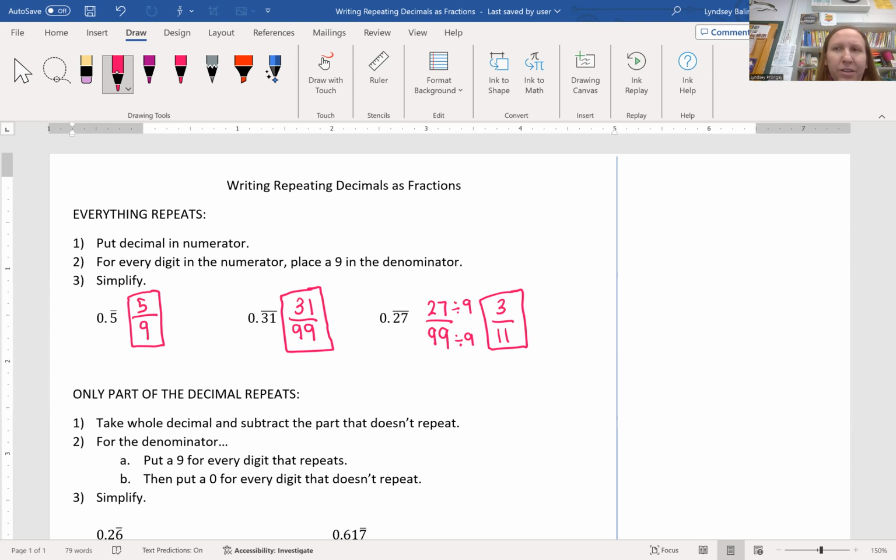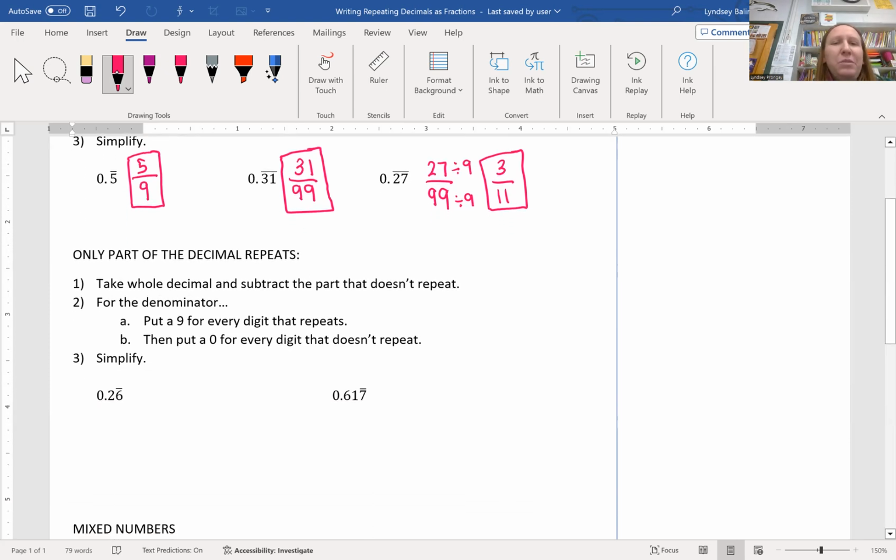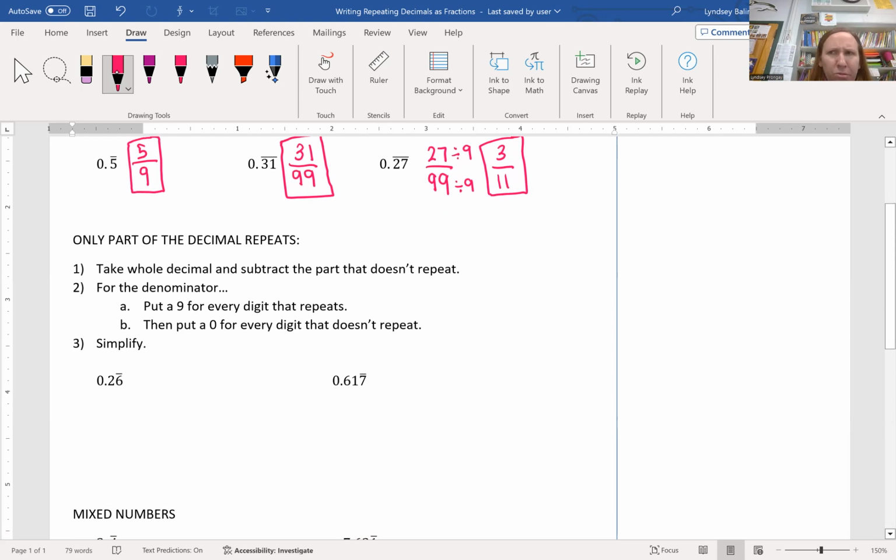So now the more annoying one where only part of the decimal repeats. Okay, I'm going to go through the steps and work through the example at the same time so you can see what I'm talking about with these steps. Otherwise, they don't quite make a lot of sense. So for this one, we have 0.26, but the 2 doesn't repeat and just the 6 repeats. So that's what I mean by only part of the decimal repeats. So what we're going to do first, and I should have notated this in your notes and I did not, so just fill this in.